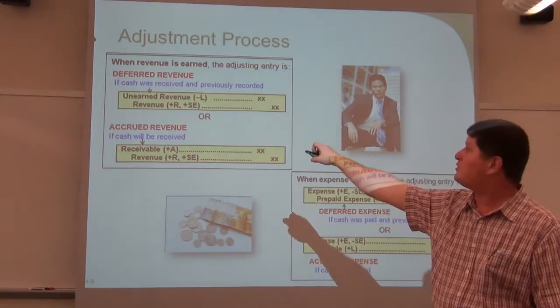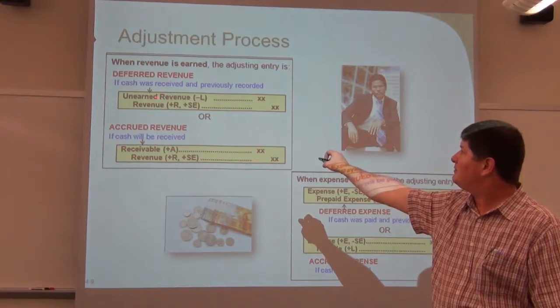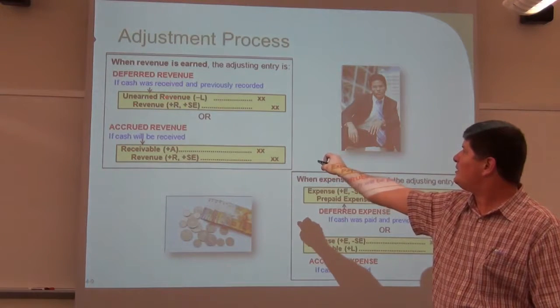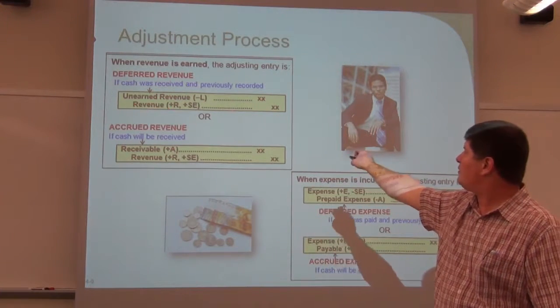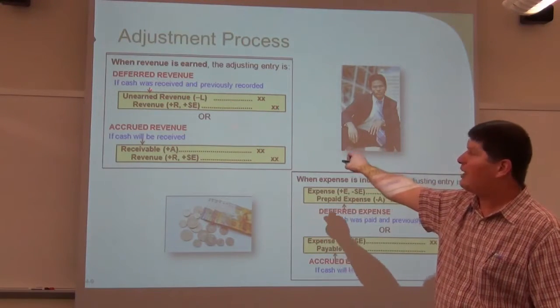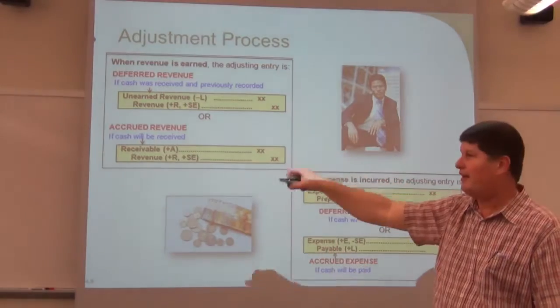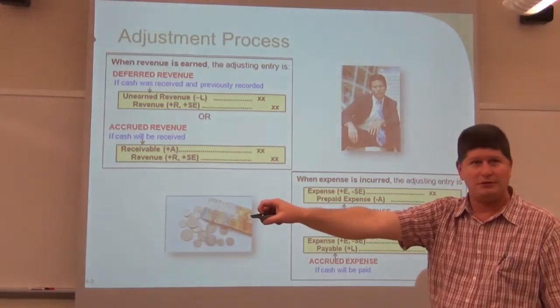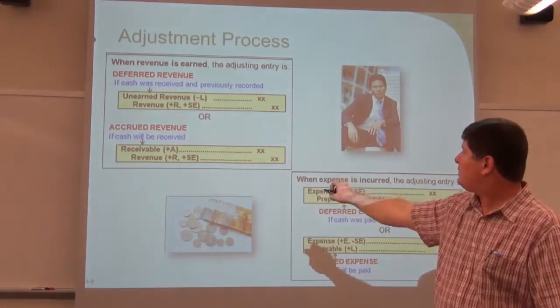So, like I was showing you, they do the revenue first. What is this one here? Unearned revenue gets debited, revenue gets credited. This is when I actually deliver the goods, right? Everybody sees that. It's the bottom one I did over here. Okay.